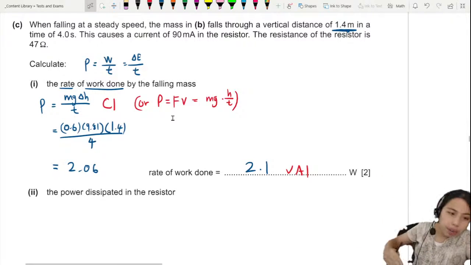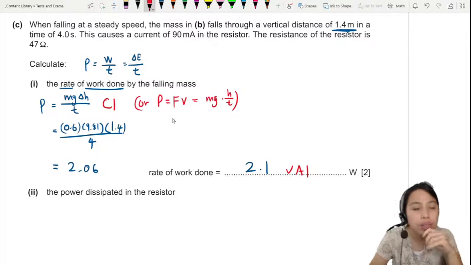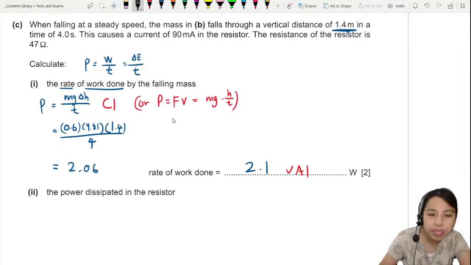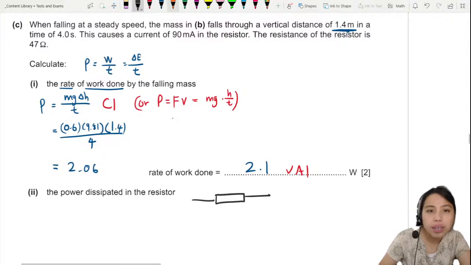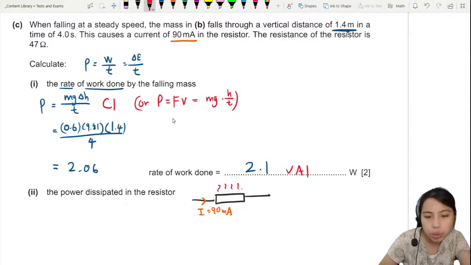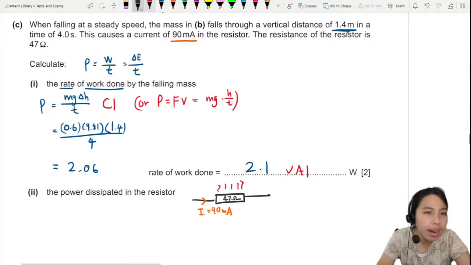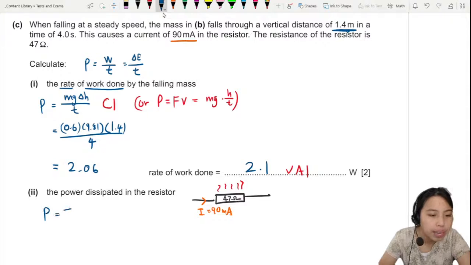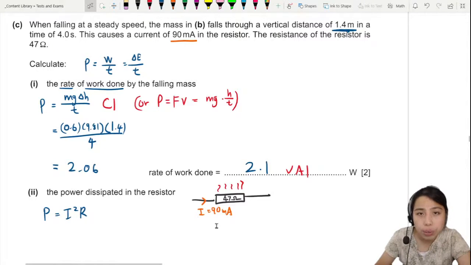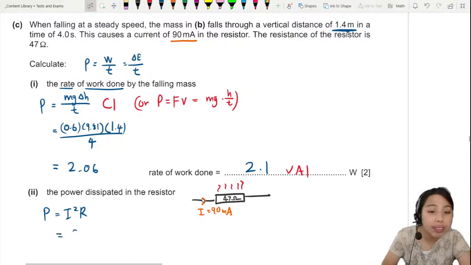Okay, so the mass is going down. There's also power in the circuit dissipated in the resistor. So if I were to draw the resistor like that, why is there power dissipated again? Because there's current. There's some current, 90 milliamps, going through the resistor, and that caused it to get hot. So energy is coming out at a certain rate. Resistance, 47 ohm. So if I have R and I have I, the best choice to calculate power is I squared R for this one resistor here. So I'm going to write 90 milliamps. Milli is 10 to the negative 3 right here.